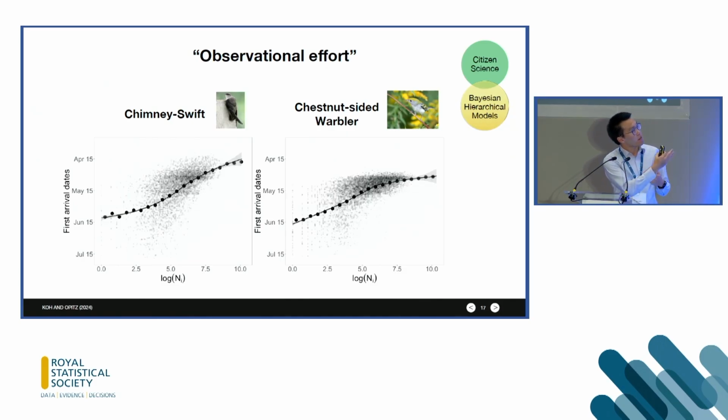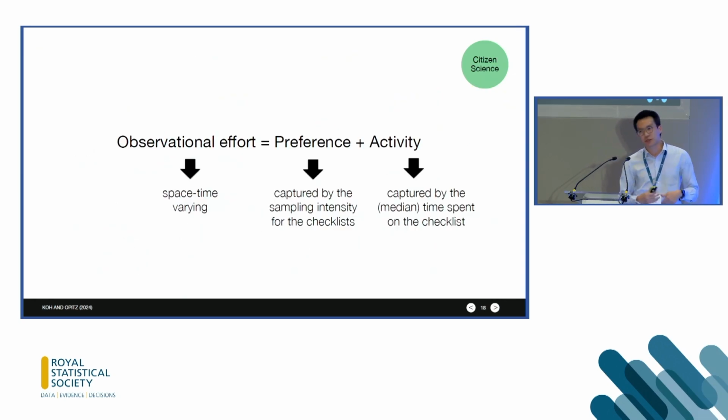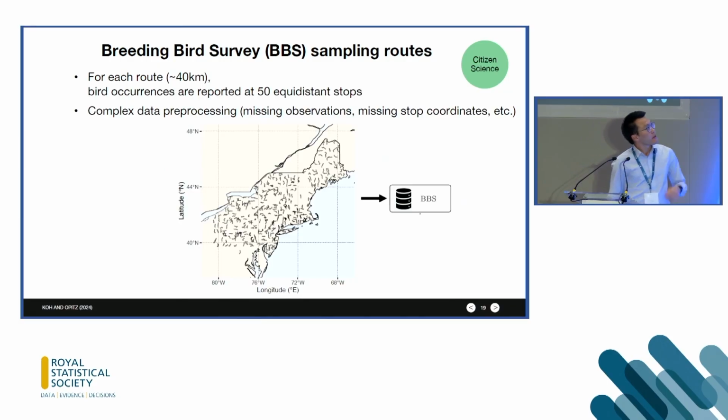And in this slide here, I'm really just talking about what we call the preference, because in our paper there are more details there. We decompose observational effort as a function of preference, which comes from the framework for preferential sampling by Peter Diggle and co-authors from 2010, but also with the activity. We have an additional component, which is how much time a person spent on the checklist. There's data fusion involved as well, so how much additional data we want to put in.